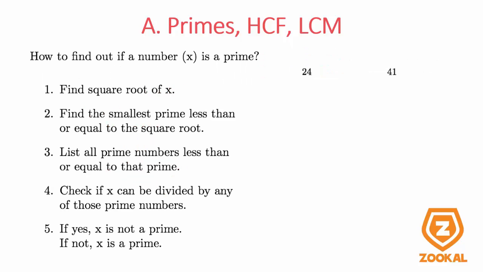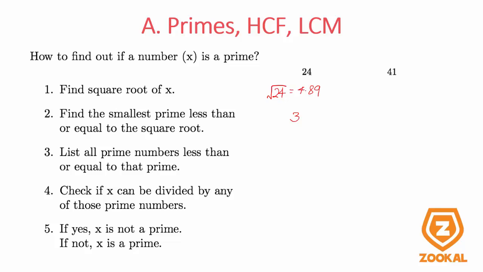So how do we find out if a number x is a prime? I have two examples here, 24 and 41. We will find out if 24 is a prime and if 41 is a prime. First, we find the square root of x. The square root of 24 is about 4.89. Then we find the largest prime less than or equal to that square root. The square root is 4.89, so the prime is 3, because 4 is not a prime number.